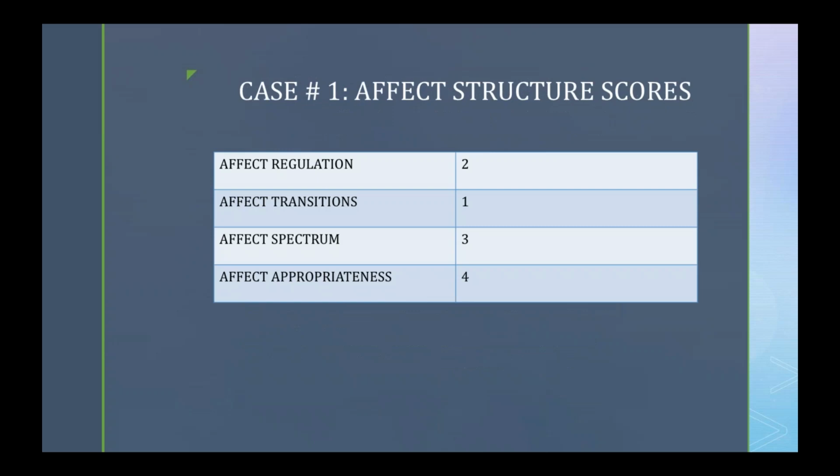So overall, when we look at the affect structure of this child, he gets a 2 from affect modulation, a 1 from affect transitions, a 3 from affect spectrum, and a 4 from affect appropriateness. He also shows significant anger, moderate hurt, and mild anxiety or fear, as well as pleasure. Okay, so this is basically how the coding works.